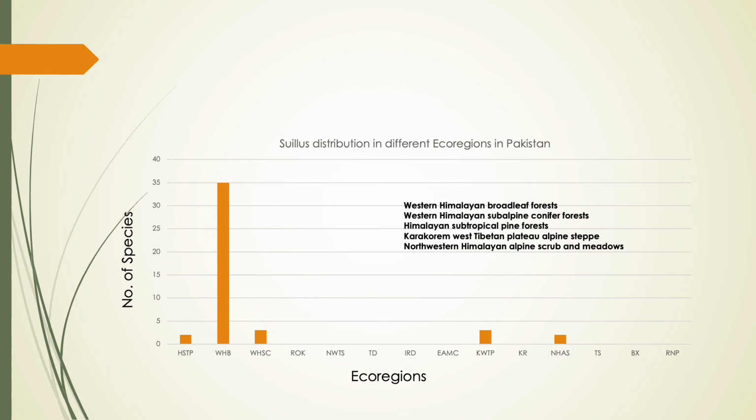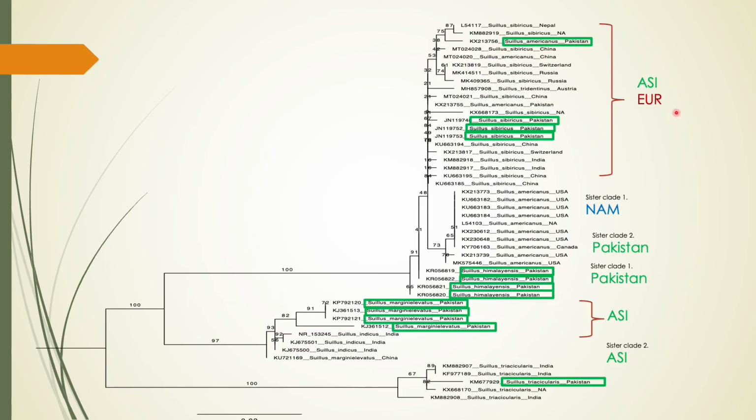The biogeographical analysis of genus Suillus shows that Suillus americanus from Pakistan and Suillus sibiricus from Pakistan nest in a huge clade with Asian and European occurrence, with one sister clade showing North American distribution and the second sister clade showing Pakistan distribution. On the other hand, Suillus marjani elevatus from Pakistan is forming an Asian clade with sister clade 1 from Pakistan and sister clade 2 showing Asian occurrence.